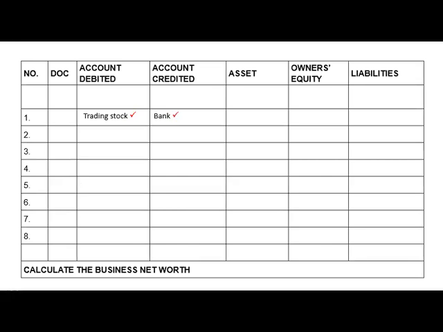Under assets, I will have plus. The plus is for trading stock. The minus will be for bank because both accounts fall under assets. Owner's equity is zero because none of these accounts fall under owner's equity, and none of these accounts fall under liabilities. That is why under liabilities I've got zero. Okay, let's go to the next one.